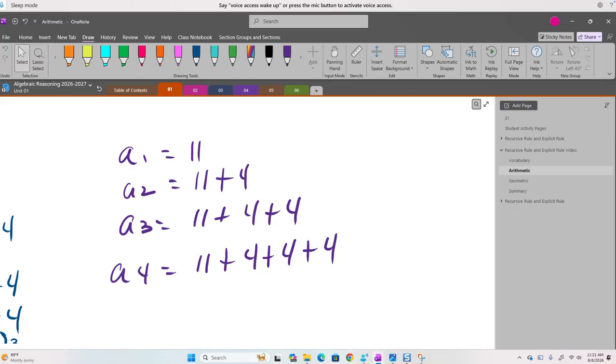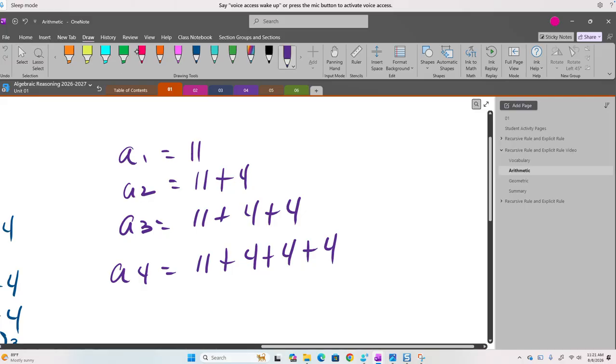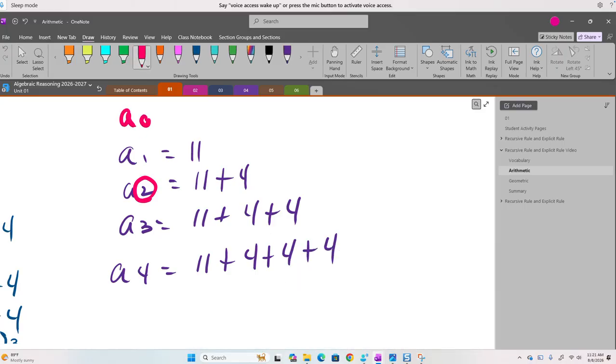Well, our explicit rule states we need a sub 0, and so we can use a sub 0 so that we can tie in our n value to an equation. So what I'm going to do to find a sub 0, which is how we usually do tables, is take 11 minus 4, which would be 7. That's what we're going to start out with in our table for our explicit rule. All right.